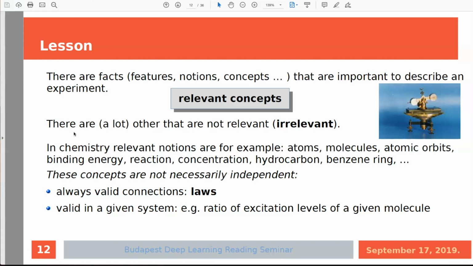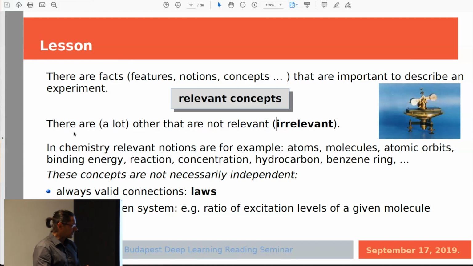Usually these concepts are not necessarily independent, and there are always valid connections between the relevant facts. So we always speak about the relevant concepts now. If there are always valid connections among the relevant facts, then we can call it a law. But there can be relations which are valid only in a given subsystem. For example, a ratio of excitation levels of a given molecule, and this is just a relation. But usually these concepts are not independent. Okay.